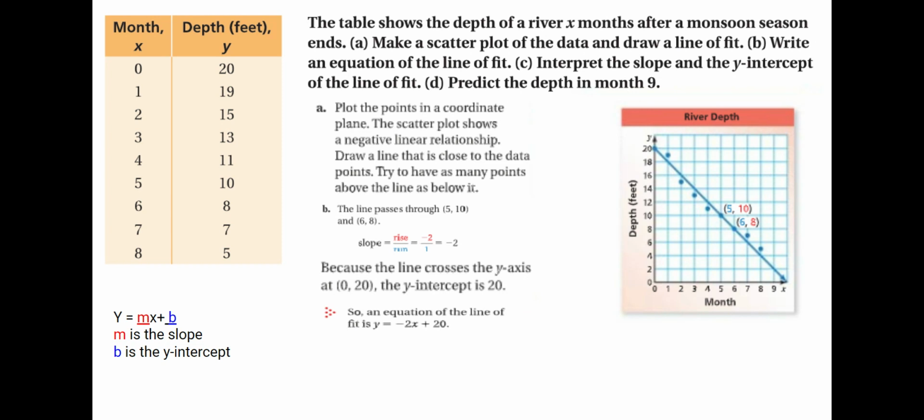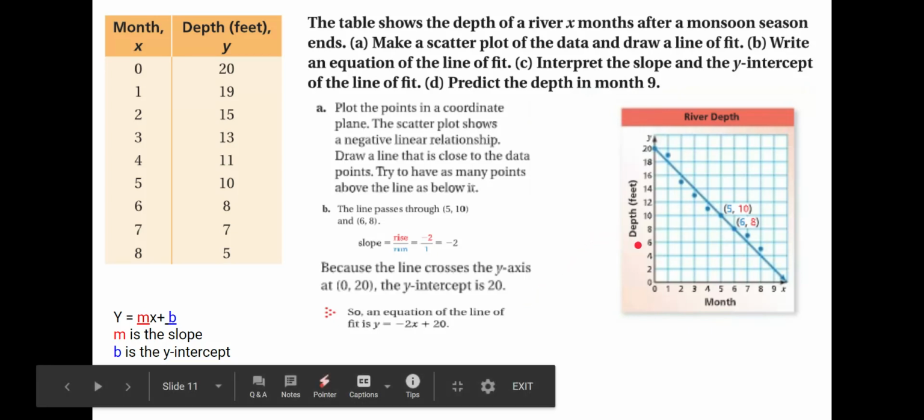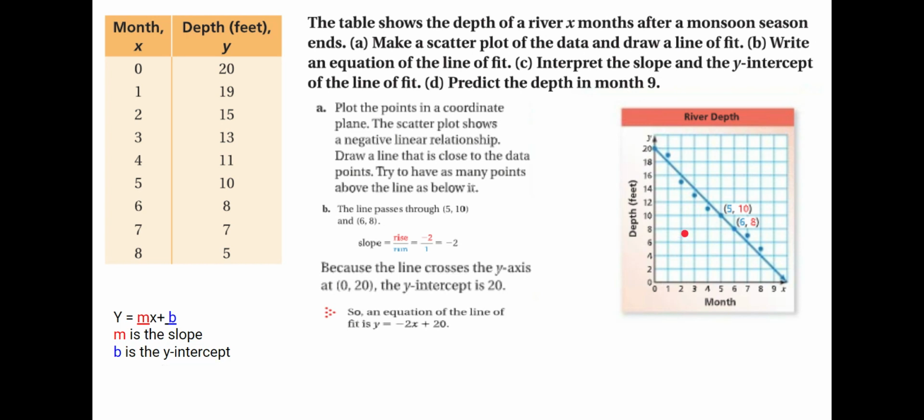Interpret the slope and the y-intercept of the line of fit. To answer C, interpret means explain. So I'm going to explain in words and numbers in the context of this problem, which means I need to use the words depth in feet and number of months to explain or interpret the slope and the y-intercept.